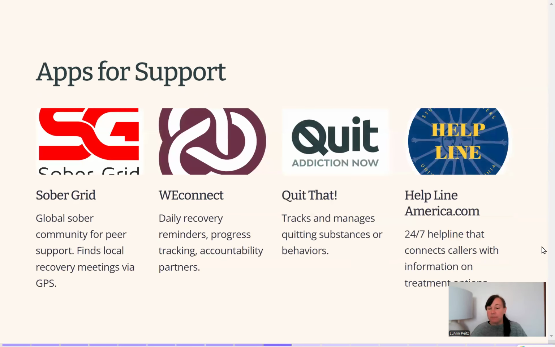So here are some different apps. We have Sober Grid, which is a global sober community for peer support. They can help you find recovery meetings via GPS. We Connect is a daily recovery reminder, progress tracking, and accountability. You can find accountability partners. So that's a way to track your sobriety, look for support, and find people to support you. Quit That tracks and manages quitting substances or behavior. And then Helpline America is what that video was on that I showed. It's a 24/7 helpline that connects callers with information on treatment.